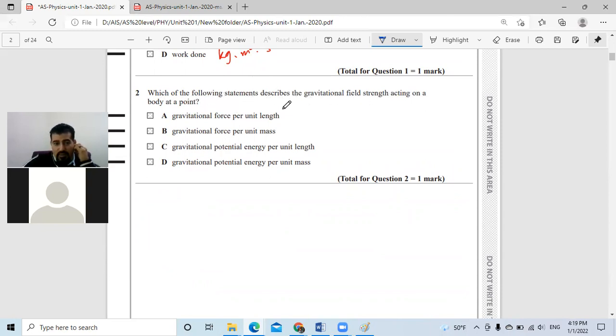Gravitational field strength is the gravitational force per unit mass.